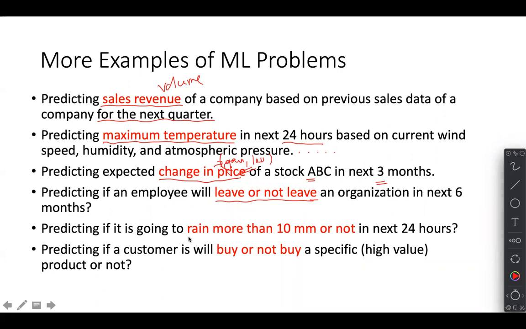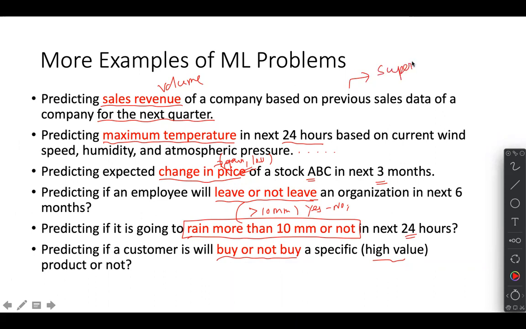Predicting if it's going to rain more than 10 mm or not, right? It's going to rain more than 10 mm or not. So yes or no, okay, in the next 24 hours can also be a machine learning problem. Or predicting if a customer will buy or not buy a specific product, that's a high value product, can also be a machine learning problem, right? So these are different examples of machine learning problems, and all of them are supervised learning problems.